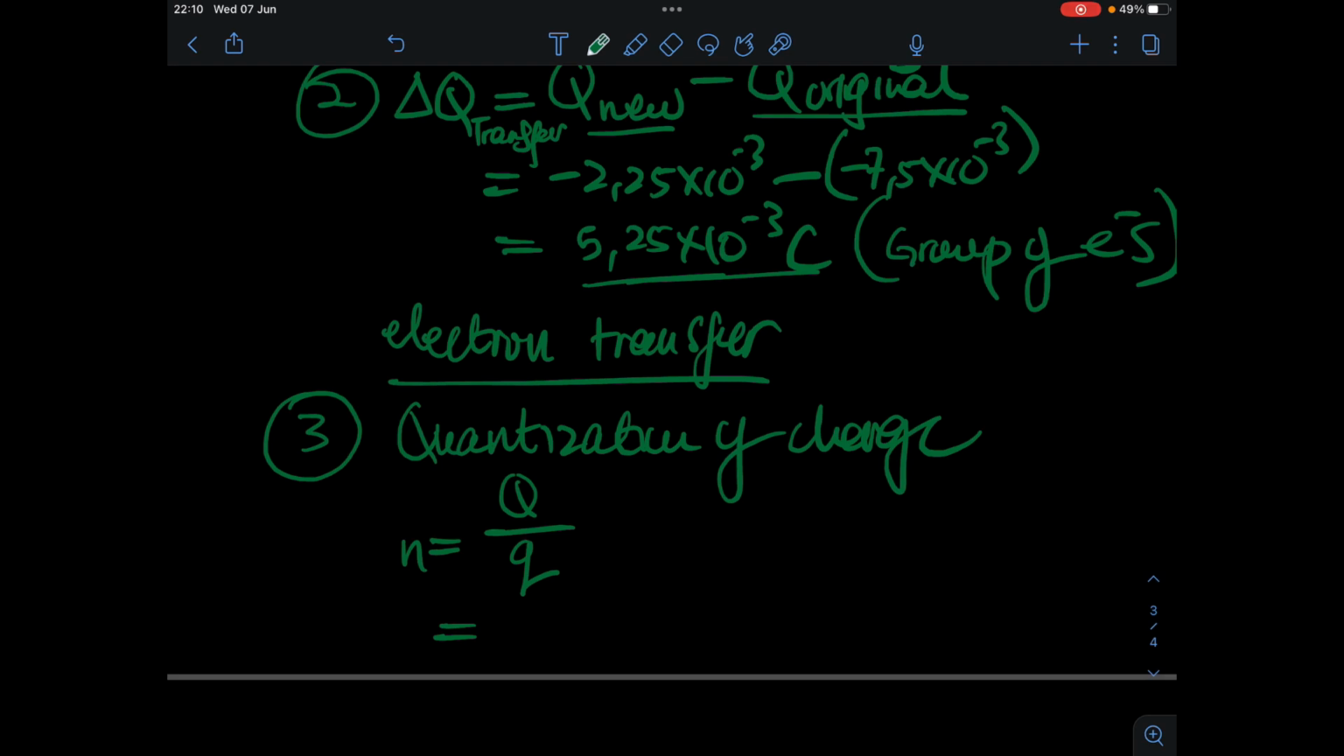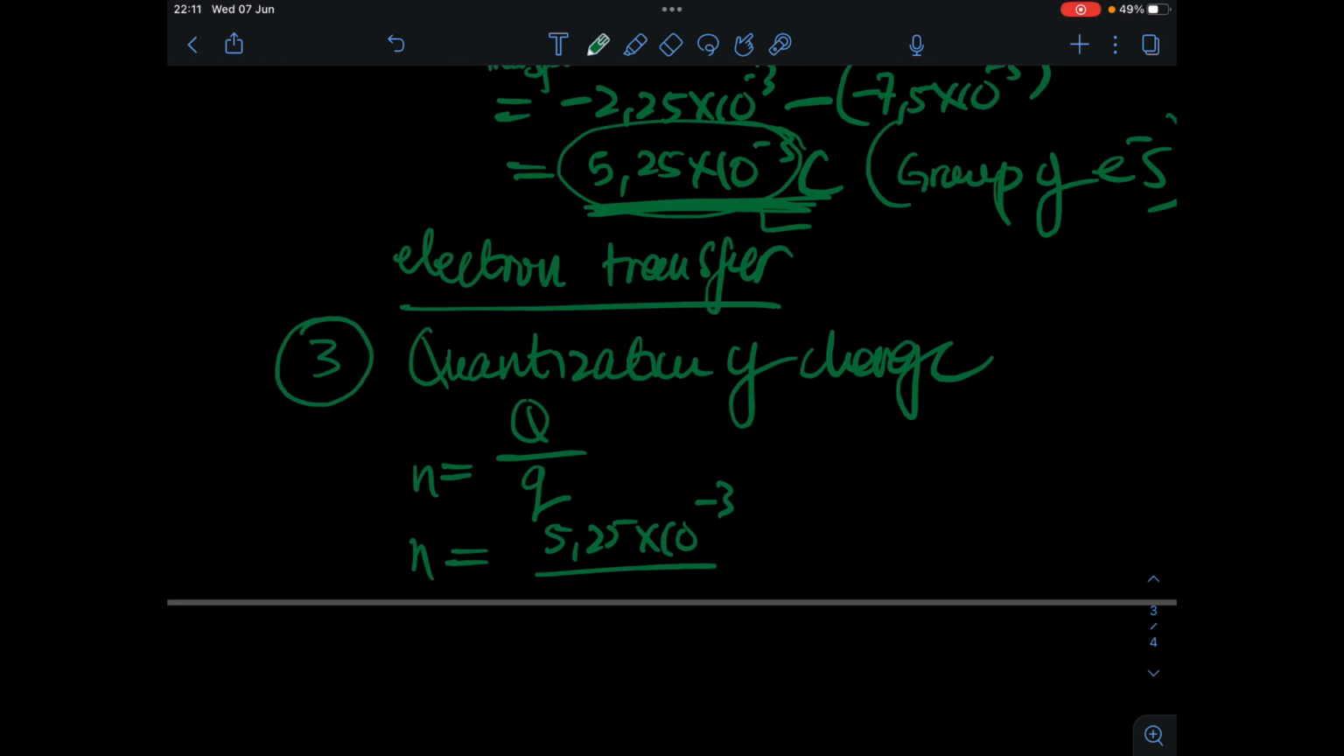Now, you're quantizing these charges into electrons. You want to know how many electrons are there. So you'll say 5.25 times 10 to the power negative 3 divided by, since this answer is positive, the positive elementary charge. So let me punch that in the calculator. It's going to be divided by 1.6 times 10 to the power negative 19. So the answer there is 3.28 times 10 to the power 16 electrons.